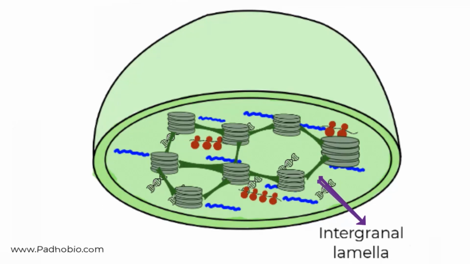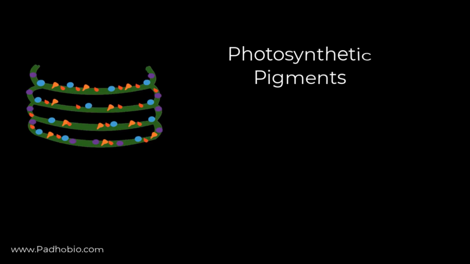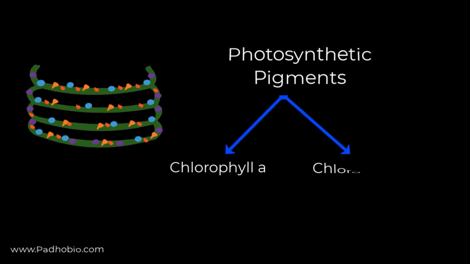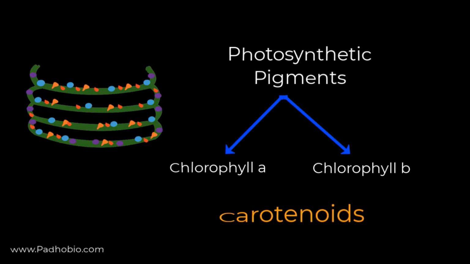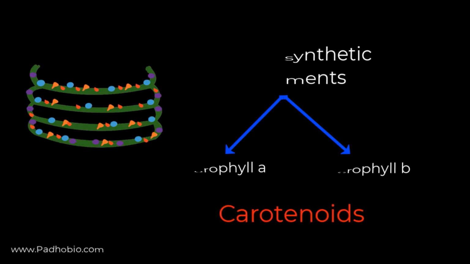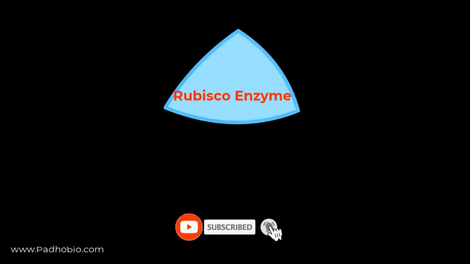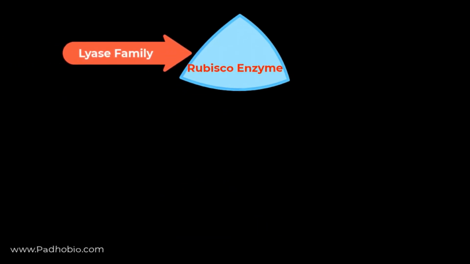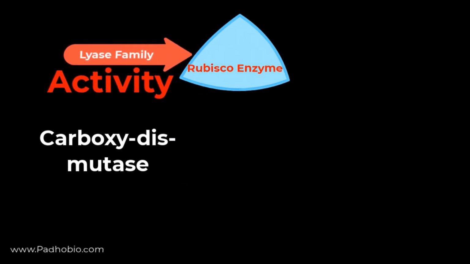Thylakoid contains photosynthetic pigments: green pigments, chlorophyll A and chlorophyll B. Yellow to red pigments are carotenoids. As we discussed, stroma contains different enzymes. One important enzyme present in stroma is Rubisco. Rubisco belongs to the lyase family. It has an activity known as carboxy dismutase activity.